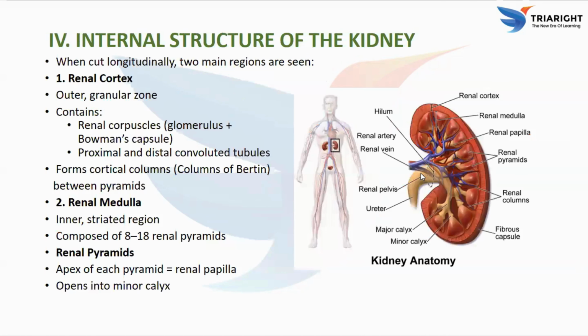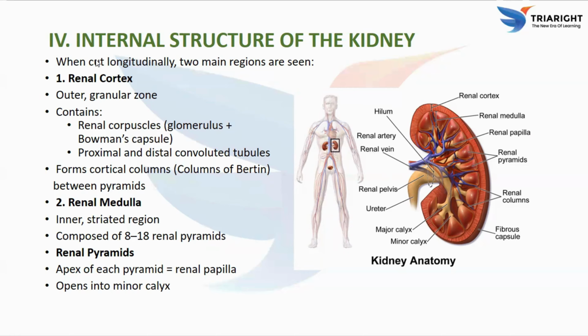So today in this session you're going to learn about the internal structure of the kidney and also the anatomy of ureters. So in the previous session you have learned about what is the external structure of the kidney. So now let's go into the internal structure of the kidney. When you cut a kidney longitudinally, like from top to bottom, you can clearly see two main regions. What are the two main regions? The one is renal cortex, the other is renal medulla.